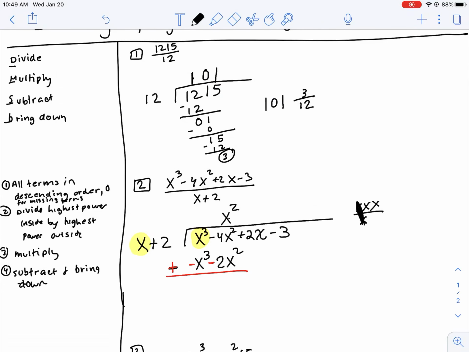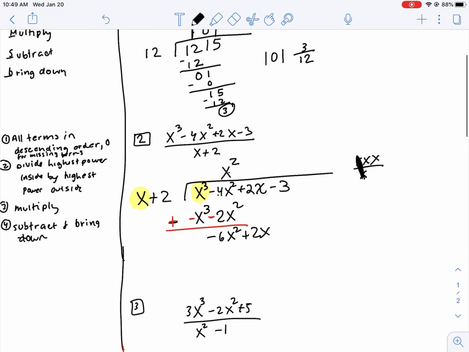So x plus negative x now is 0. Negative 4 plus negative 2 is negative 6 x squared. Bring down the 2x. So now x goes into negative 6x squared. So we have x squared over x is x. So that's negative 6x. And we multiply again. Negative 6x times x is negative 6x squared. 2 times negative x is negative 12x.